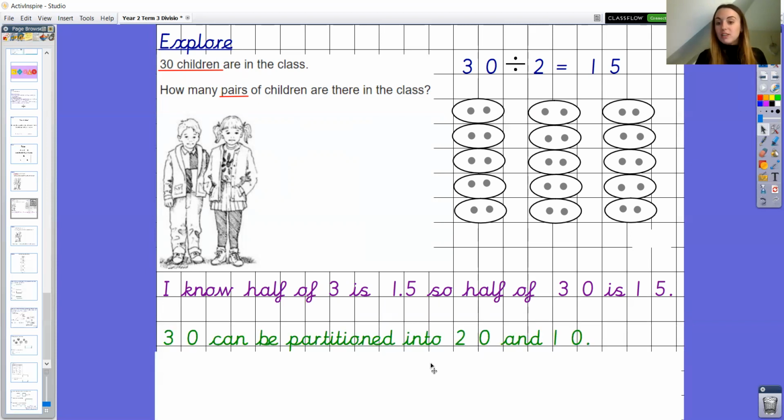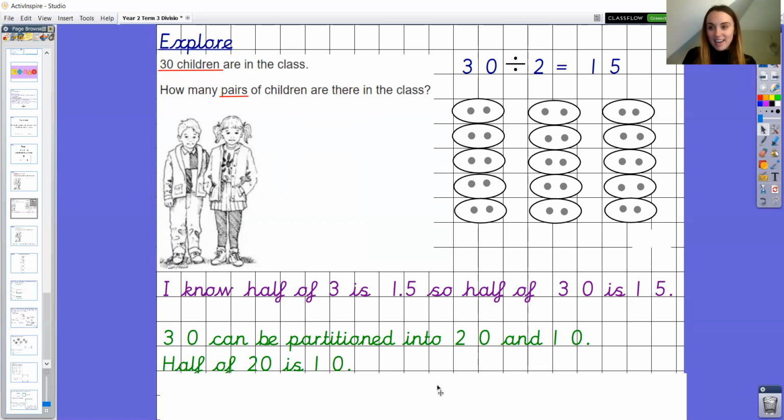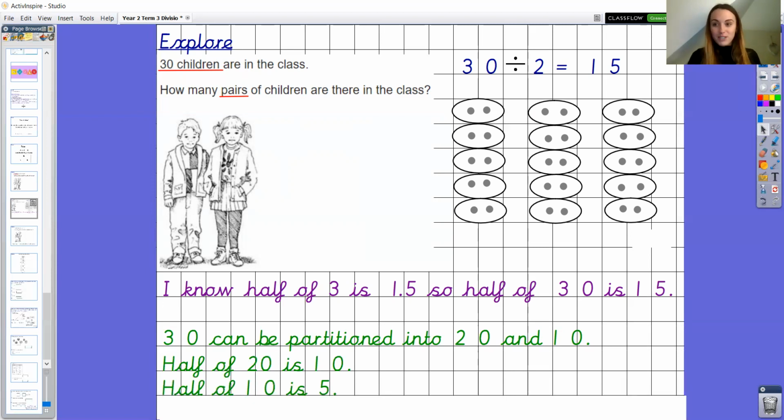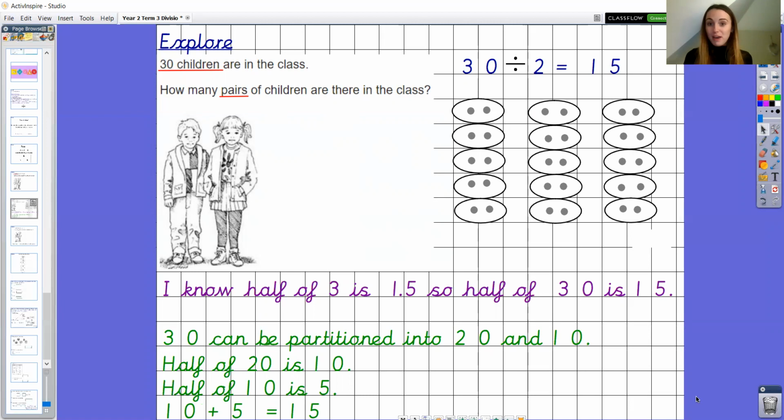or you might have partitioned 30 in a different way. So 30 can be partitioned into 20 and 10. So we know that the parts 20 and 10 make the whole 30 altogether. Half of 20 is 10. Half of 10 is 5. So as you can see there, we've now found half of 20 and 10, which is finding half of 30 altogether. So let's add the parts together. 10 add 5 equals 15. Okay, so you might have found the quotient that way as well.